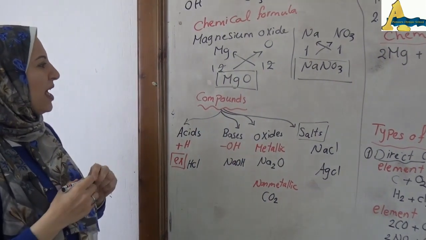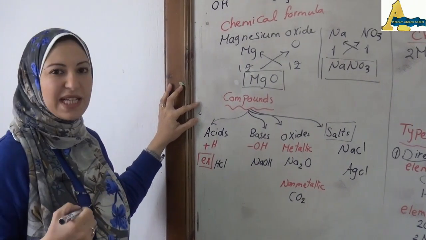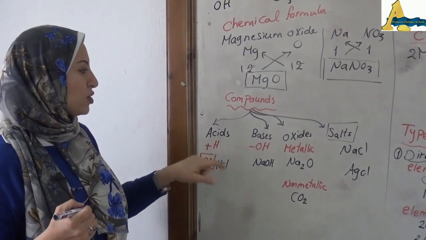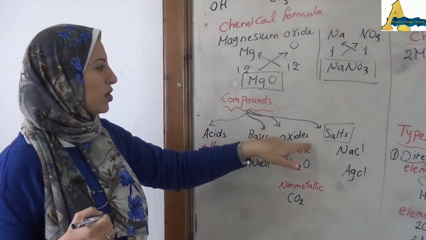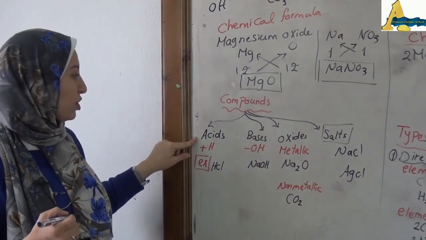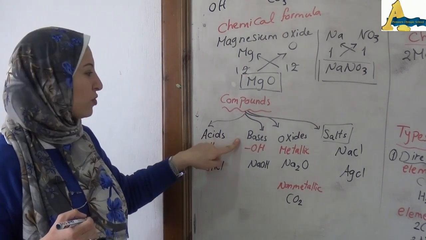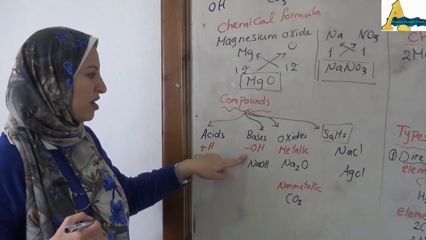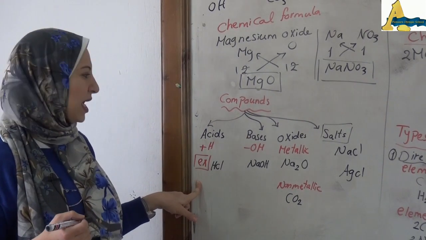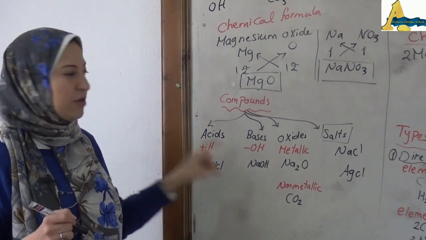The next part is compounds. We have a numerous number of compounds, and we said that they are going to be classified into 4 categories. Group 1, acids; 2, bases; 3, oxides; 4, salts. Acids are substances that dissociate in water, giving positive hydrogen ions. Bases are substances that dissociate in water, giving negative hydroxide ions. Examples for acids are hydrochloric acid and sulfuric acid. Examples for bases are NaOH, sodium hydroxide, or potassium hydroxide.